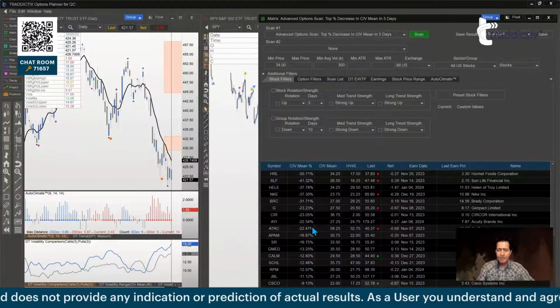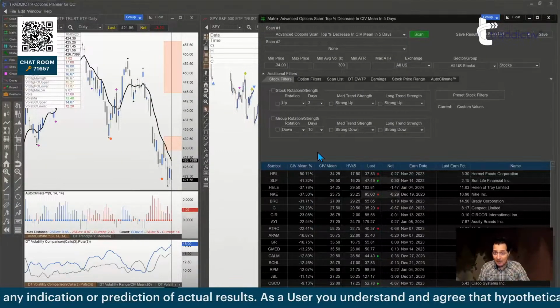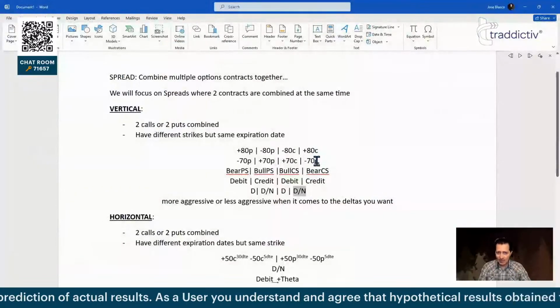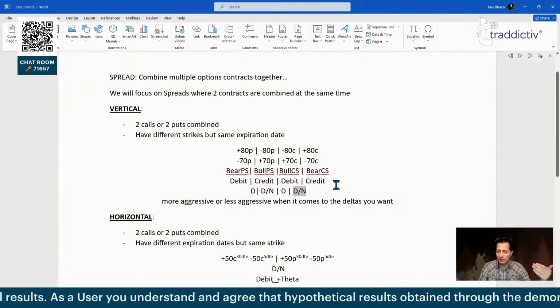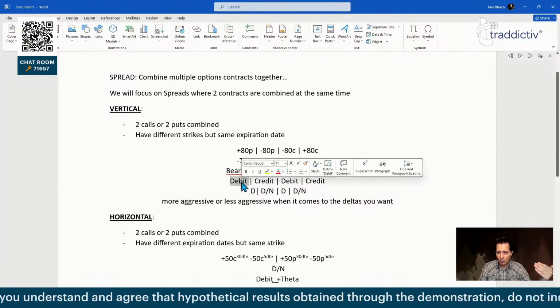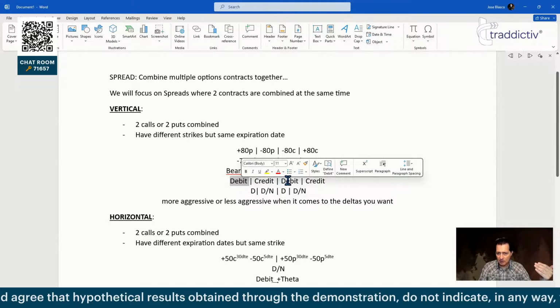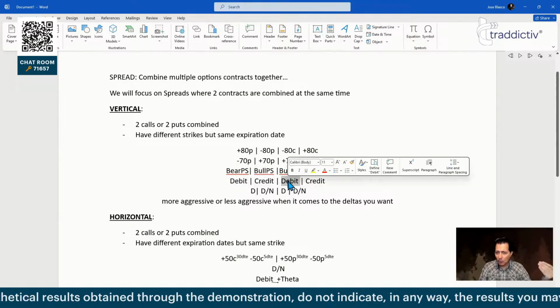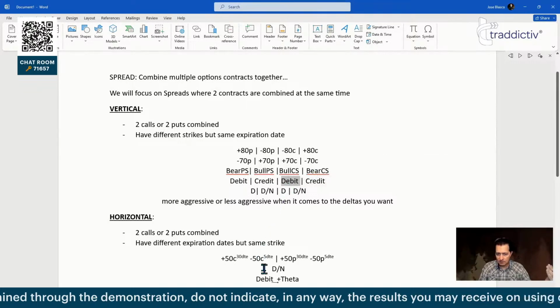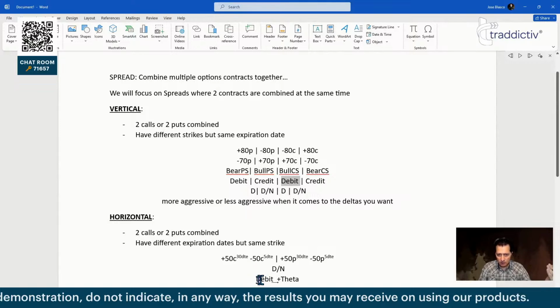Okay, so if I was to shoot for cheap options, what am I doing? Well, now I'm looking for debit strategies. So bear put spreads or bull call spreads or horizontal spreads.